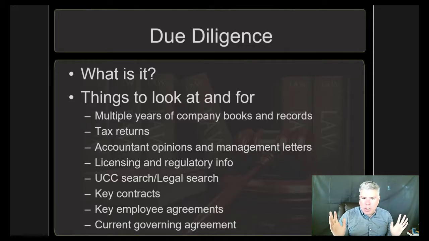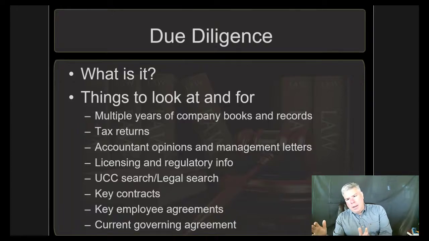It's by no means an exhaustive list, but these are things you should be thinking about if you're acquiring a business, to make sure it actually is what it is, and it is as it's being represented by the sellers. You're going to want to have multiple years of company books and records, which are going to be your financial statements and any corporate records, any legal records, etc.